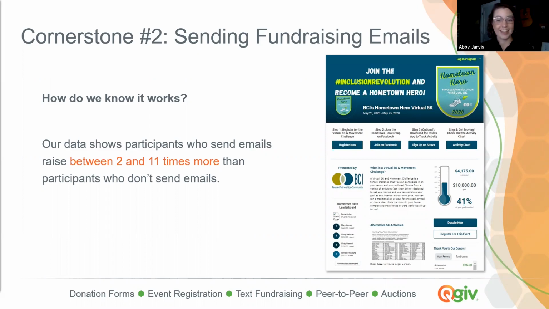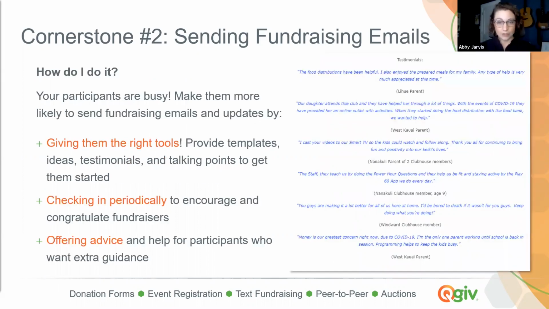So the question then is, how on earth do we get people who are not used to sending emails to send these fundraising emails? And the best way to do that is really to help your participants overcome two primary obstacles. The first obstacle that you'll have to help them overcome is how busy they are. Your participants are balancing jobs and family obligations and social lives. If they're still working from home, they're dealing with that. Their kids are on summer vacation right now. That's a whole situation. Your event can get lost in the shuffle.